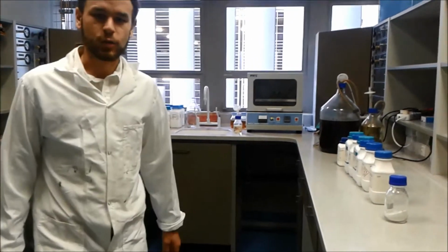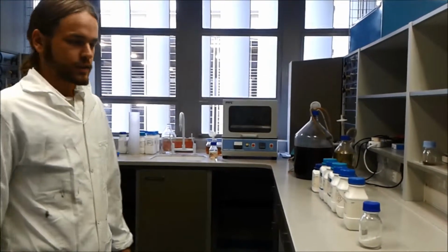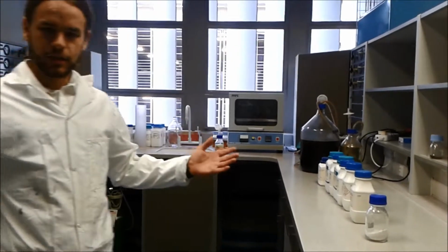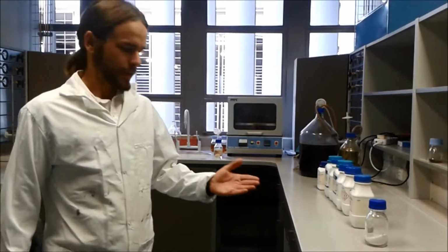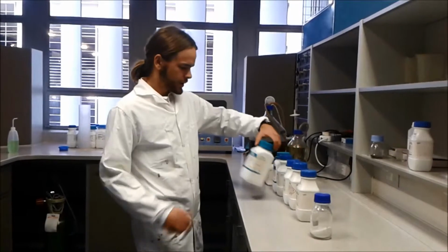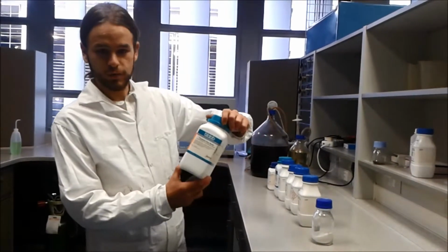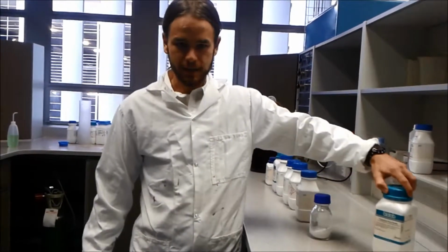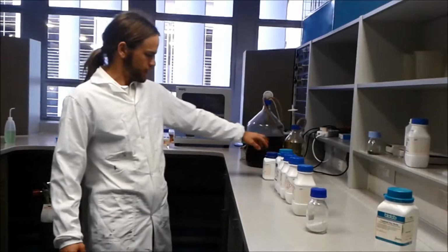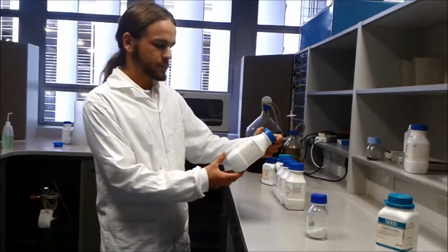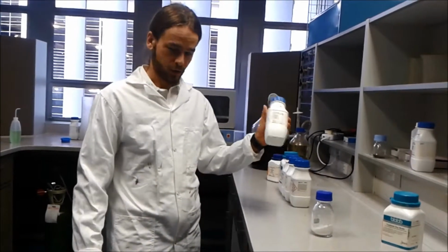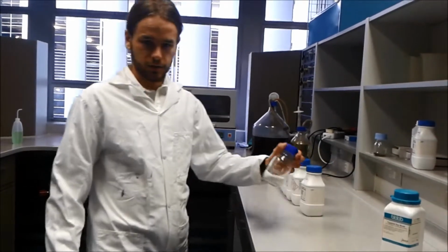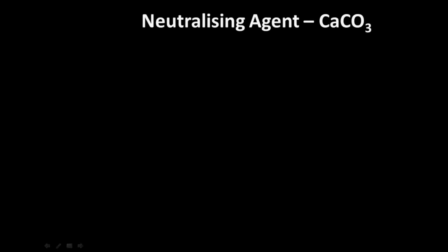We are now here at one of the labs. This was the lab where we mixed or prepared all our solutions. And we've got the TSB, tryptic soy broth, that was for the growth medium, and all our various micronutrients. We've got our citrate right here. The substrate used was glucose, and the neutralizing agent used was calcium carbonate.